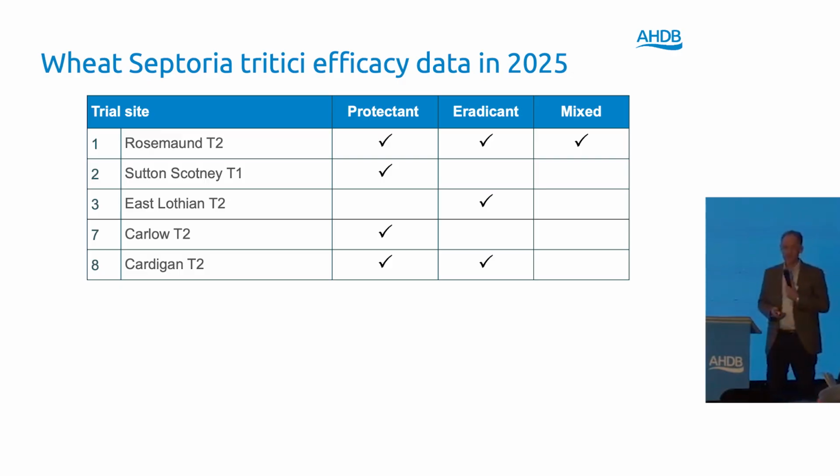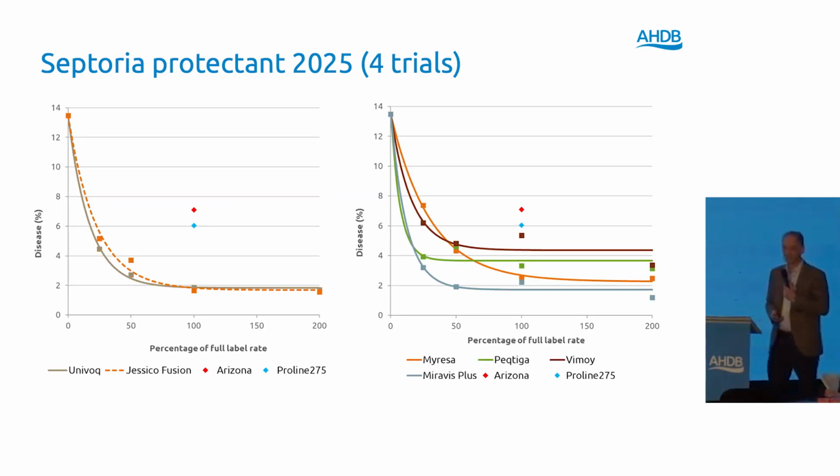What did we get this year? Well, the septoria data is a little thinner than it sometimes is, but we still managed to get 4 sites giving us good protectant information and 3 giving us good curative, or eradicant, information. That's been enough to get a good average from those trials. I was wondering how the colours were going to come out. Not too badly, actually, thankfully.